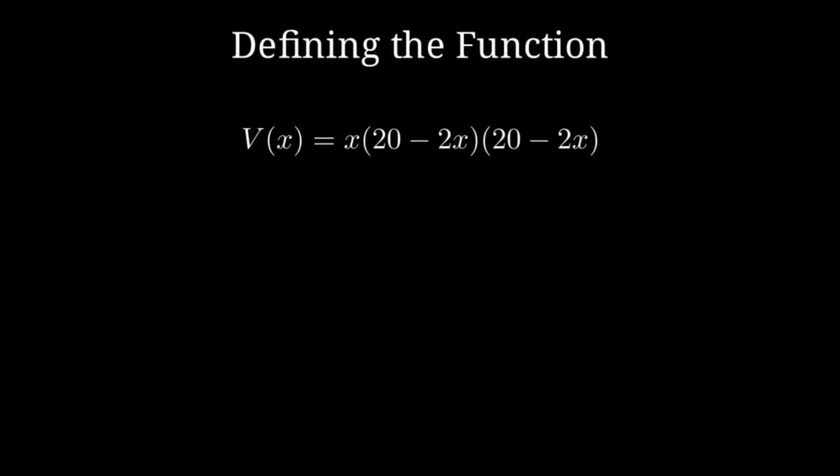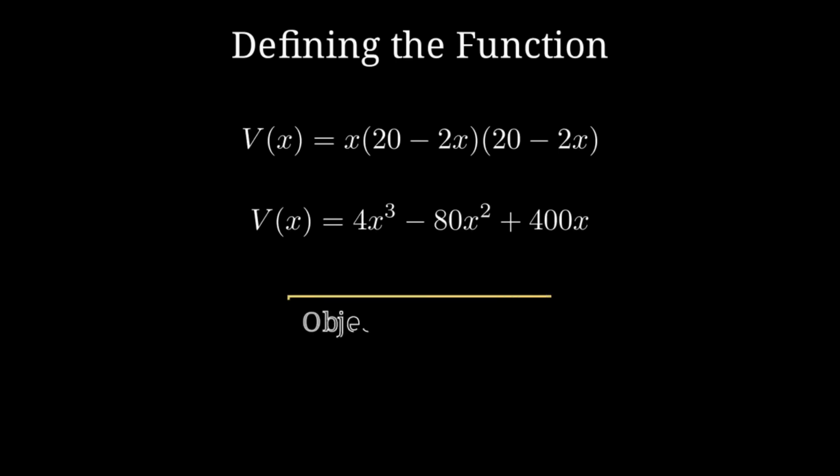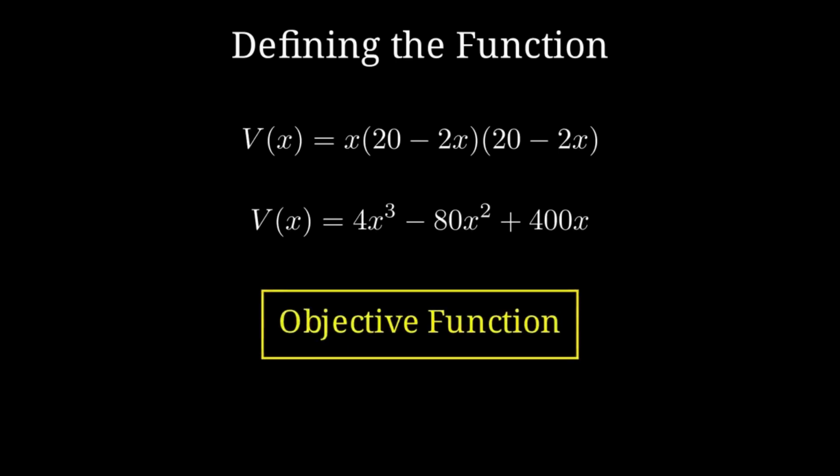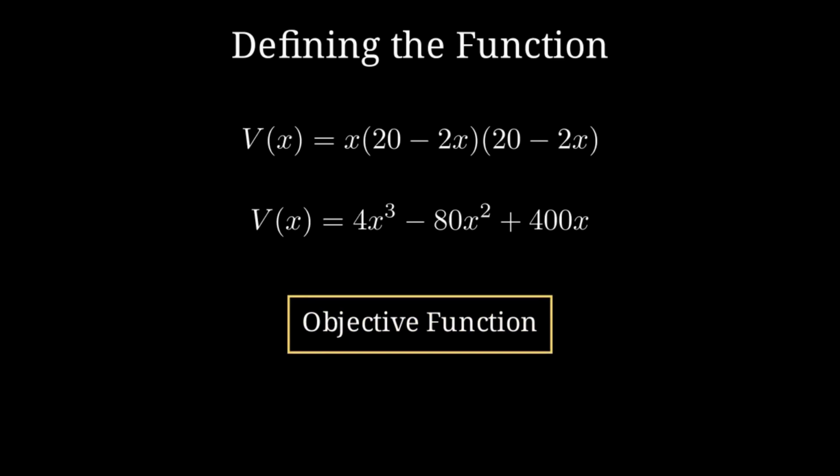Let's build our objective function. By multiplying the height x by the square of the base, 20 minus 2x, we get our volume function. Expanding this polynomial into 4x cubed minus 80x squared plus 400x makes it much easier to differentiate in the next step. Every physical problem has constraints.